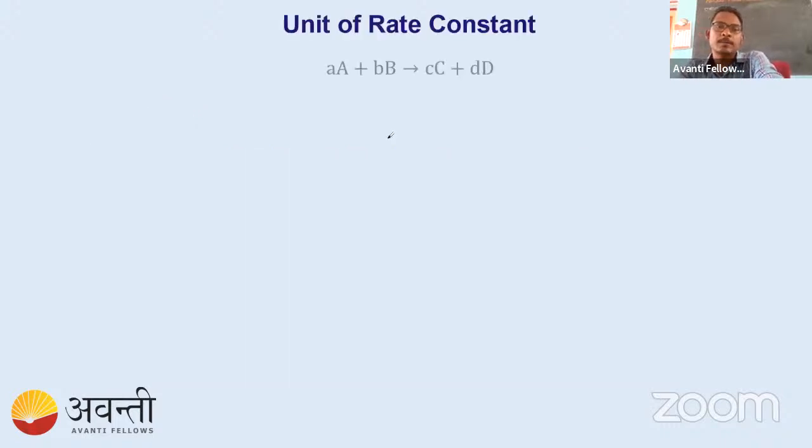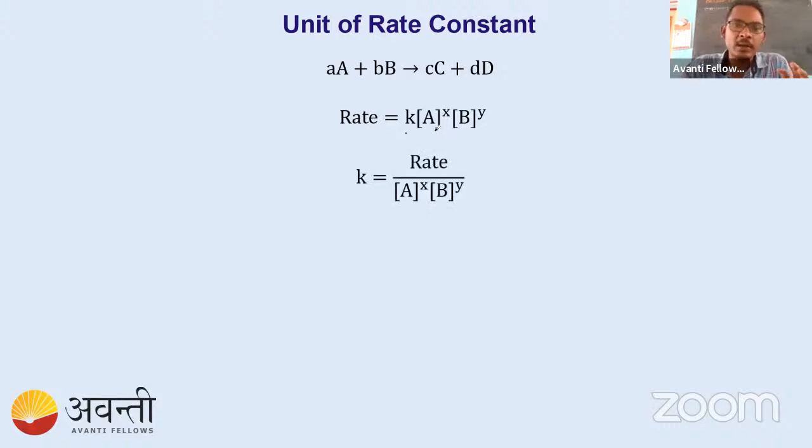Let's assume we have this common reaction: a moles of A react with b moles of B, which give us c moles of C and d moles of D. For this one we can write the rate law: rate equals K, A to the power X, B to the power Y. Because we need to find the unit of K, let's separate them, so that whatever the unit of rate divided by this term is, that is the same for K, because both are equal. And we know the unit of rate and of this term.